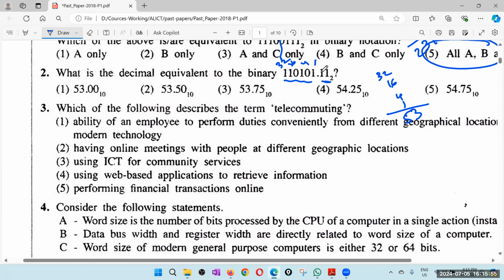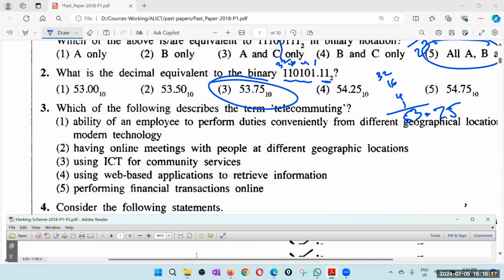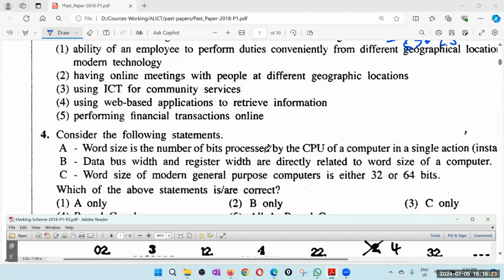Then this is 0.5, this is 0.25. Or half, 2 to the power minus 1, half, and 2 to the power minus 2, 1 over 4. That is 0.5 and 0.25. 0.5 and 0.25 is 0.75. So 53.75. The answer is the third one.